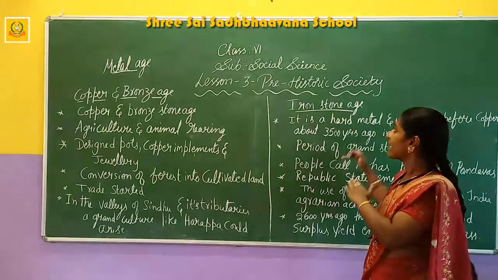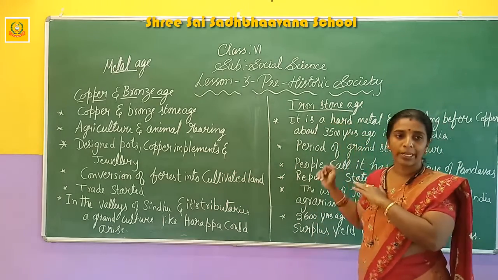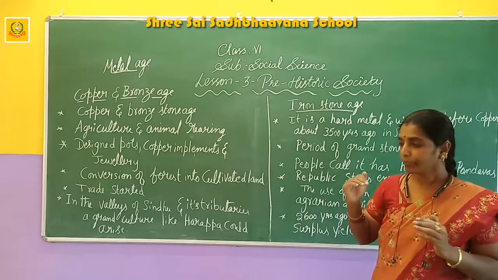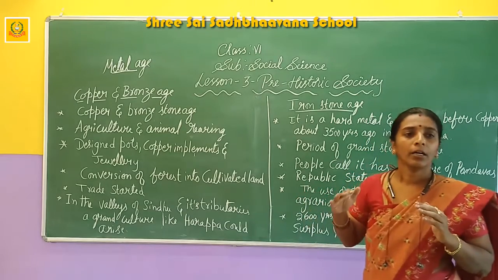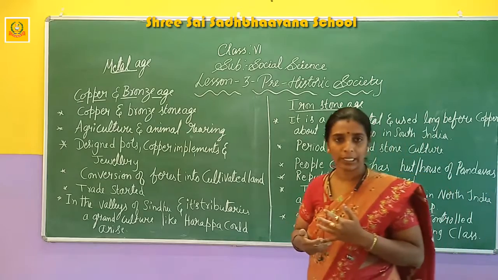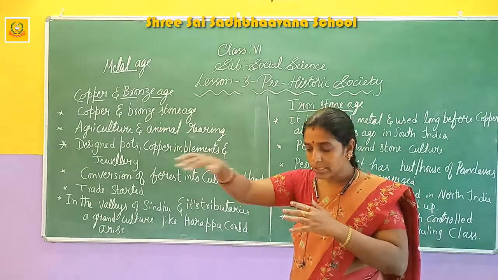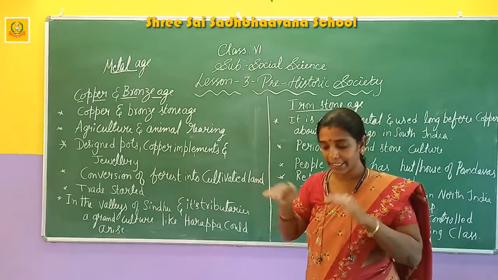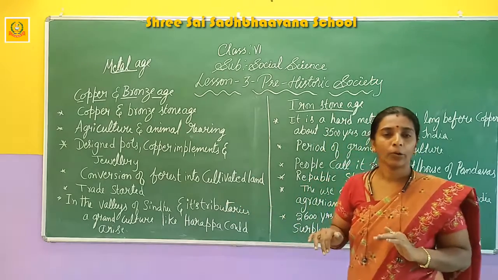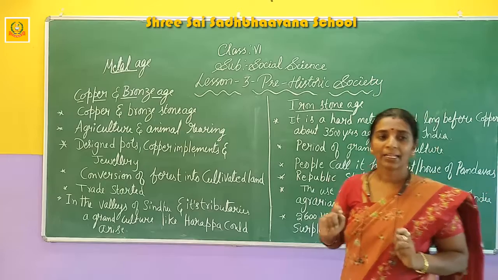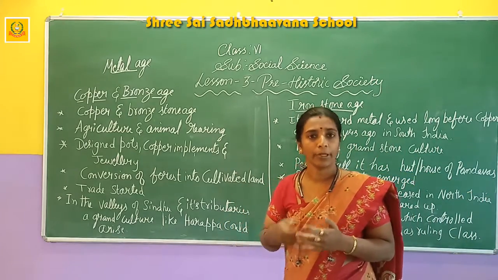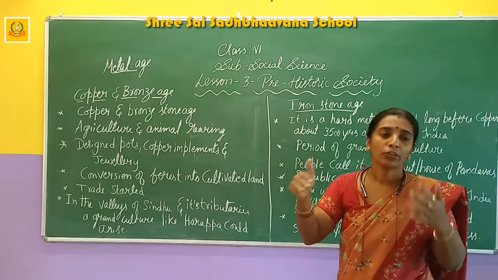Children, in the Iron Stone Age, people used stones. In terms of the Grand Stone culture, a stone circle was constructed around the chamber where the dead bodies are kept. Red and black colored pots were commonly placed inside the tomb.